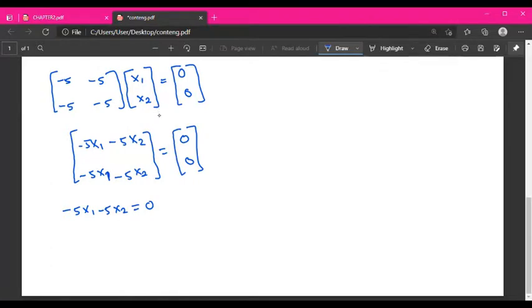Alright? So we let x1 equal to 1. Tak kisah, you boleh let any one, x1 or x2 sebagai 1. Okay, the next step. So when x1 equal to 1, it will be negative 5 minus 5x2 equal to 0. Then x2 will be negative 1. So our eigenvectors will be 1 and negative 1, for the corresponding lambda 6. Ini adalah eigenvectors for eigenvalue 6.